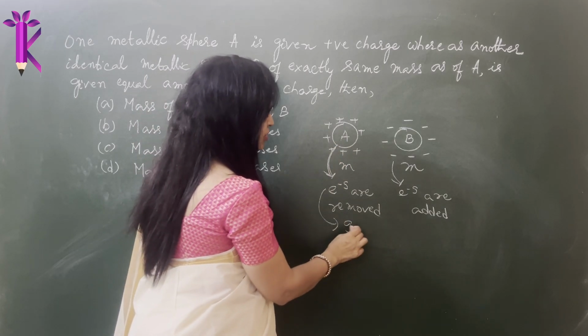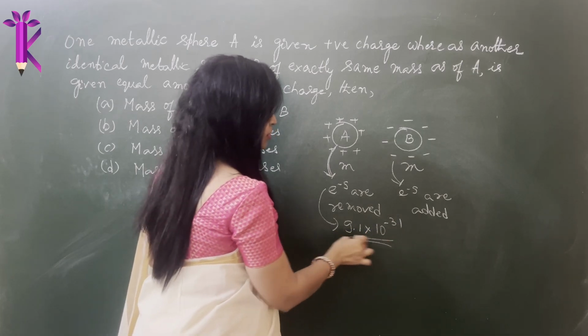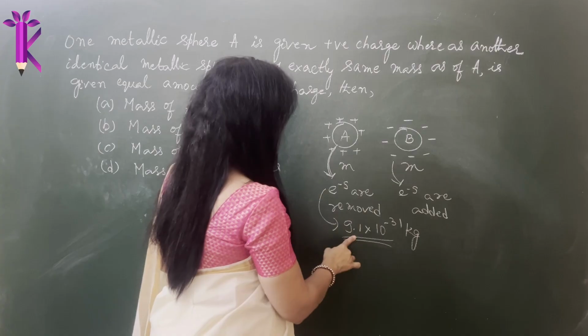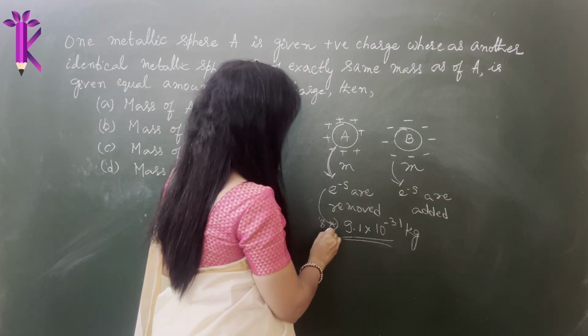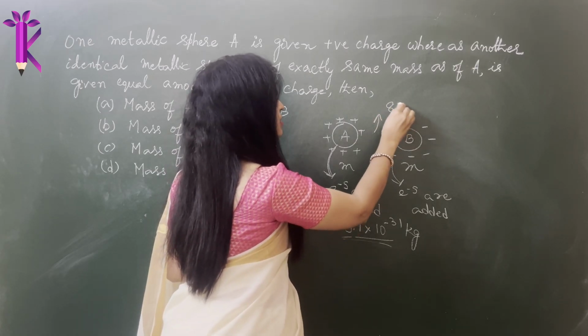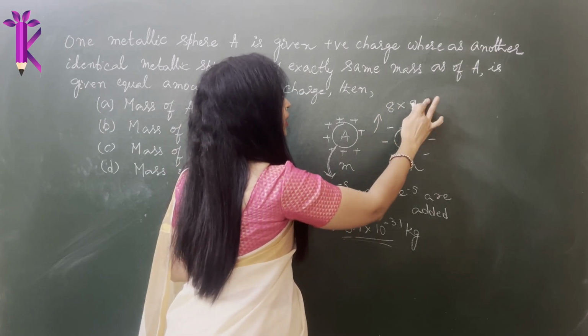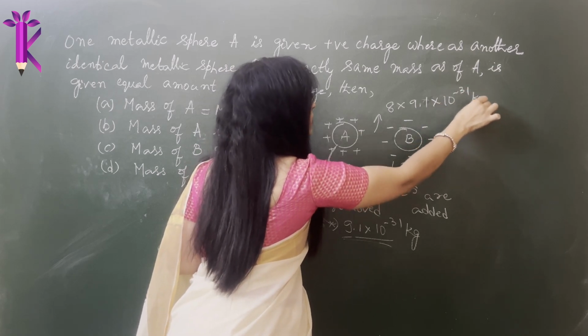What is the mass of each electron? It is 9.1 into 10 to the power of minus 31 kg. So if you have removed that many electrons, that much mass is reduced. If you are adding the same number of electrons, 9.1 into 10 to the power of minus 31 kg per electron is added, right?